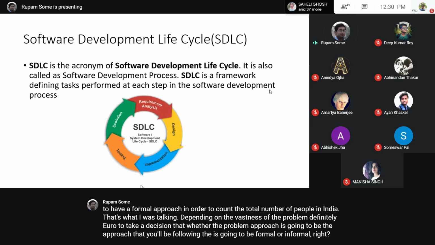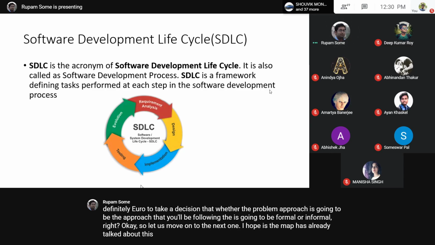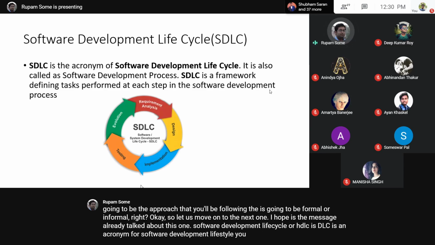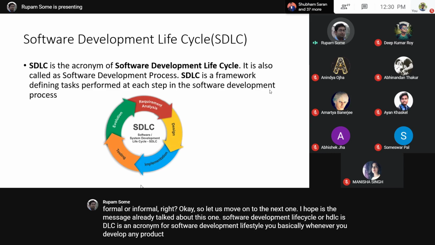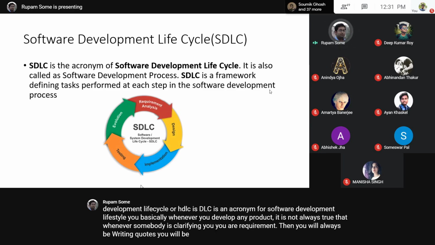Okay, so let us move on to the next one. I hope the ma'am has already talked about this one. SDLC is an acronym for software development lifecycle. Basically, whenever you develop any product, it is not always true that whenever somebody clarifies your requirement, you'll just write code, communicate the user interface with the database, make an exe and deliver.